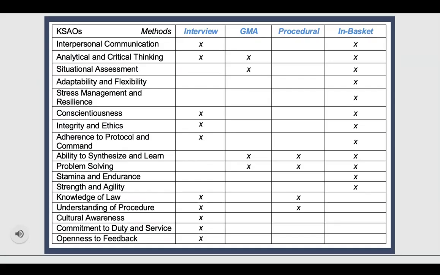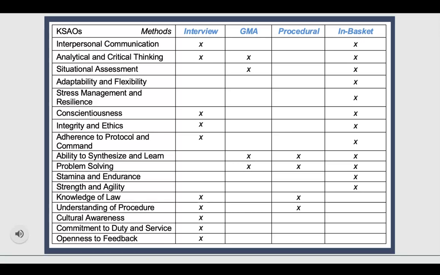Four predictors were selected to measure these attributes comprehensively: interviews, general mental ability tests, knowledge assessments of police force procedures, and in-basket tests. This table shows how the predictors map onto their identified KSAOs. Interviews allow evaluation of interpersonal and communication skills, as well as assess a candidate's decision-making approach, problem-solving methodology, and alignment with ethical standards and coachability for the role.